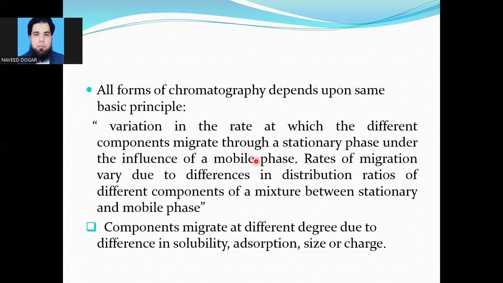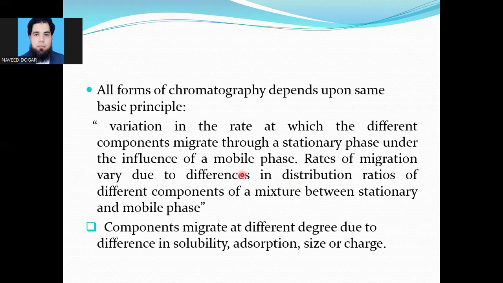Those which are more attracted towards the stationary phase, or have more affinity for the stationary phase, have a low migration rate, and those components which have greater affinity for the mobile phase have a greater migration rate as compared to the other components. So on this basis, they distribute themselves into the two phases at various rates.